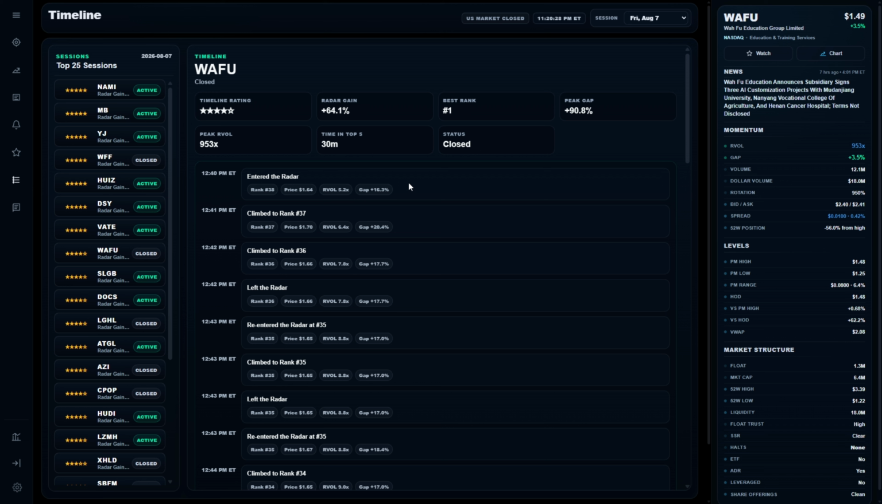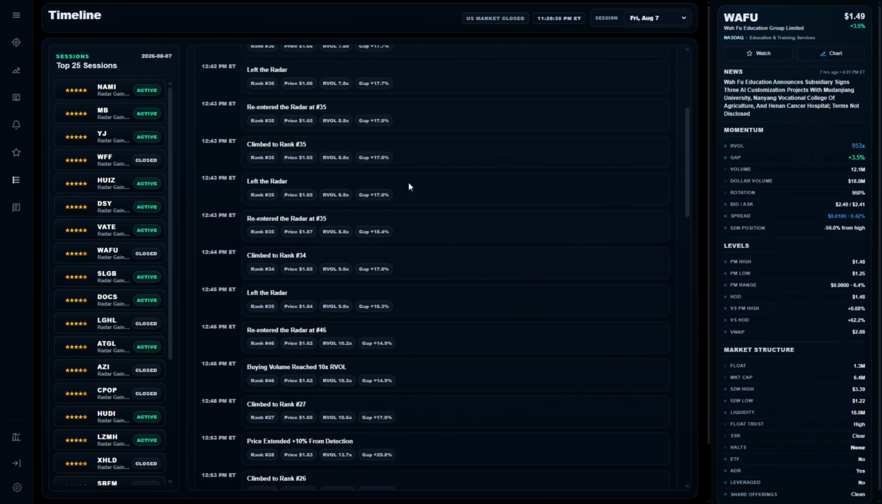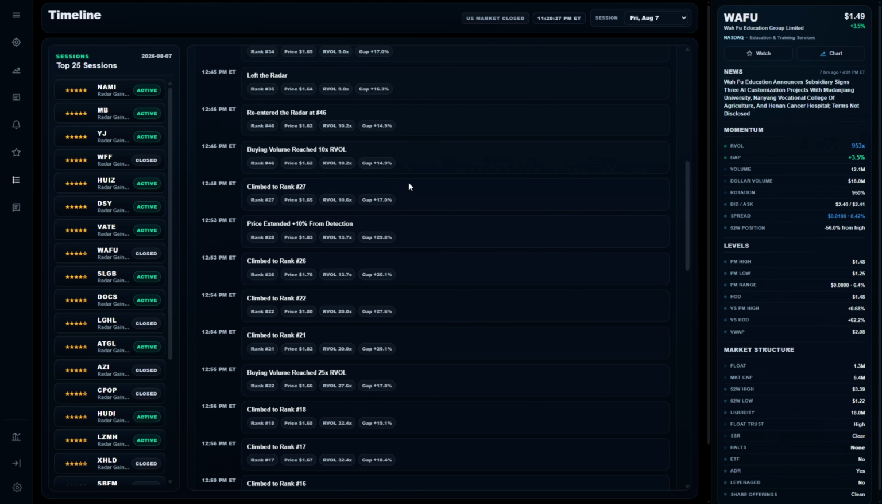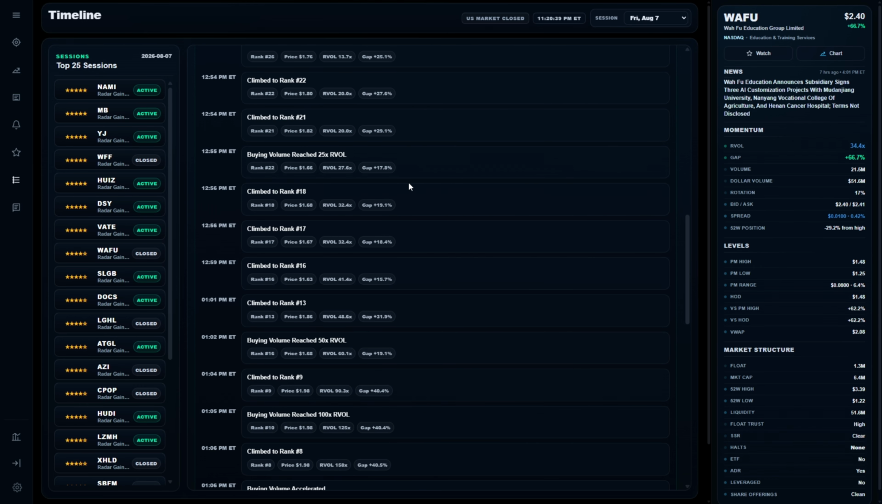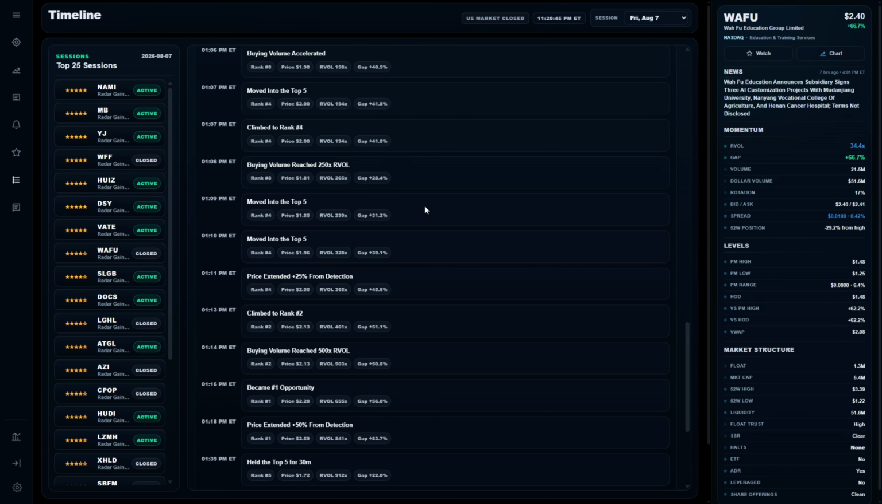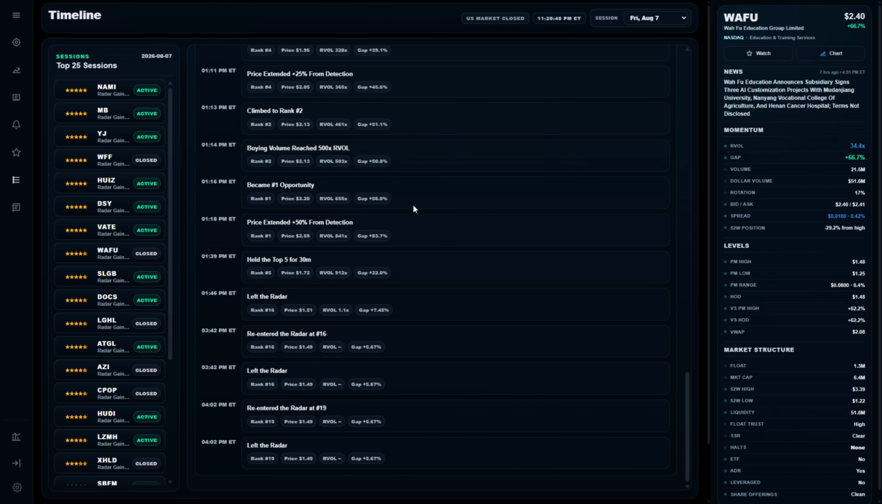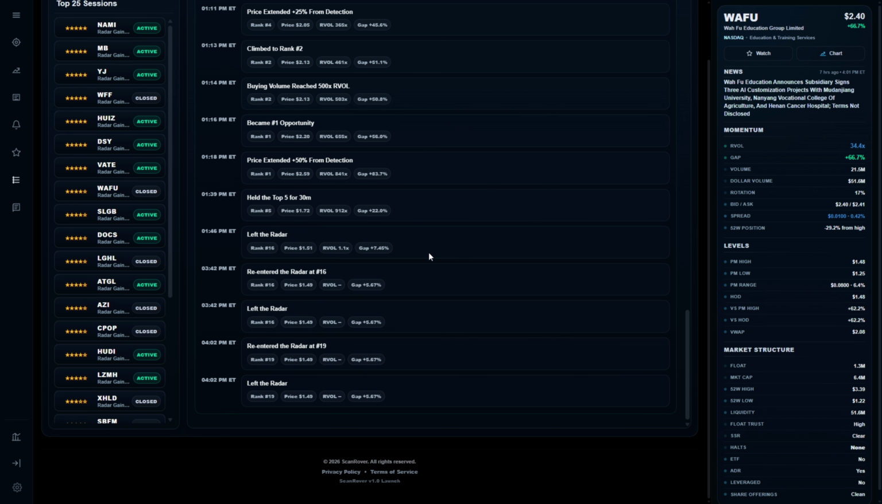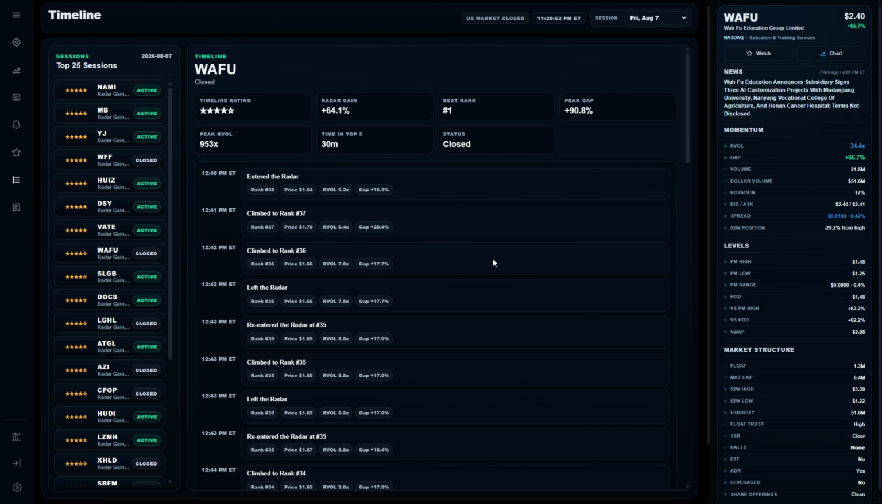To open a timeline, simply select one of the available stocks. You'll immediately see a chronological record of how that stock progressed throughout the day. Each event highlights an important milestone. You can see when the stock first appeared on momentum radar, how its ranking changed over time, when it reached new highs, and how long it remained one of the market's strongest momentum stocks. Rather than looking at a single snapshot, Timeline lets you understand the complete story.